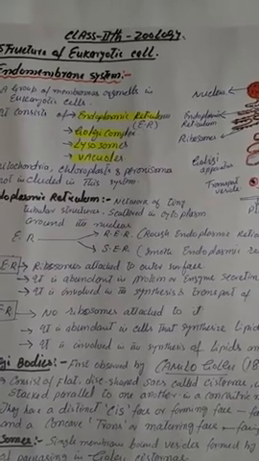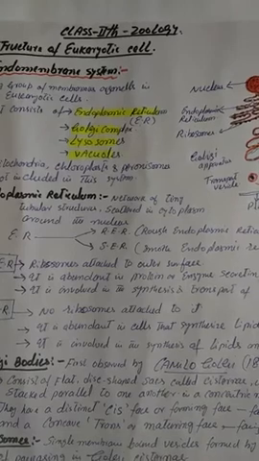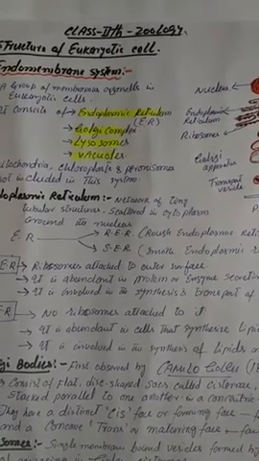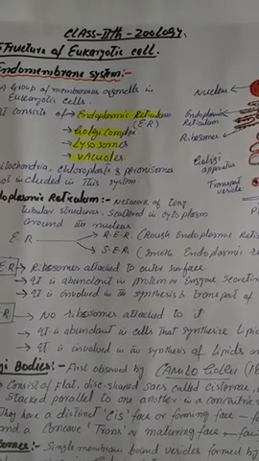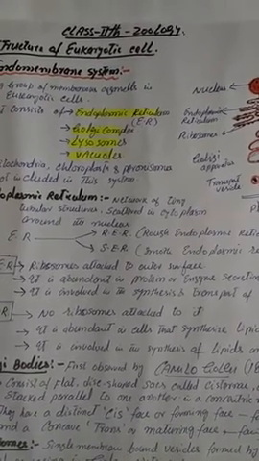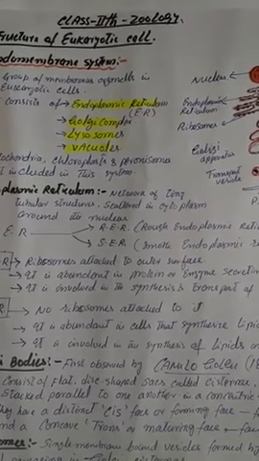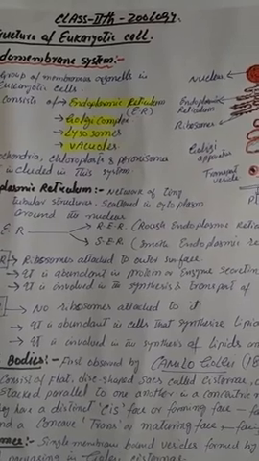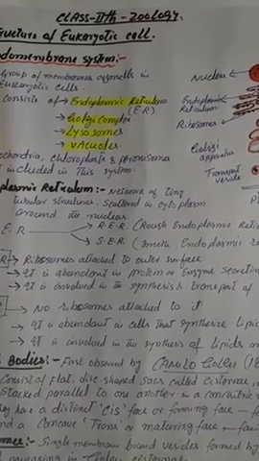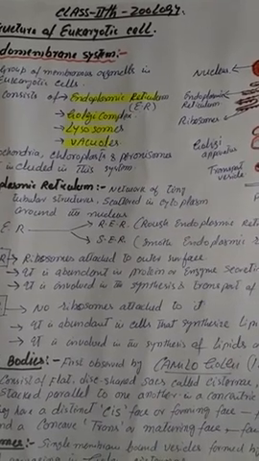Since we are studying the structure of a eukaryotic cell, and in our last topic we discussed the structure of the cell wall and cell membrane of a eukaryotic cell. Now today we will discuss a very important point of the eukaryotic cell, that is the endomembrane system.